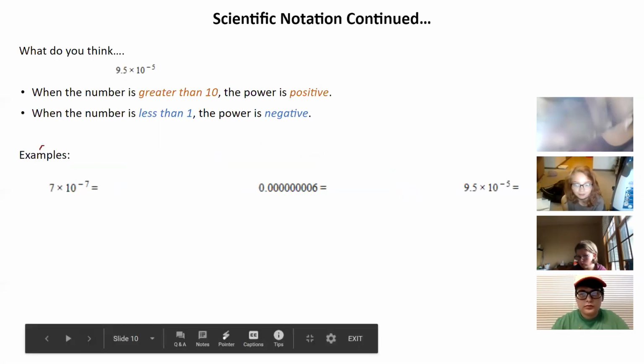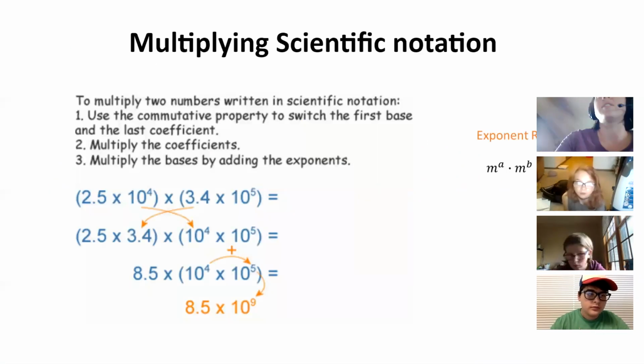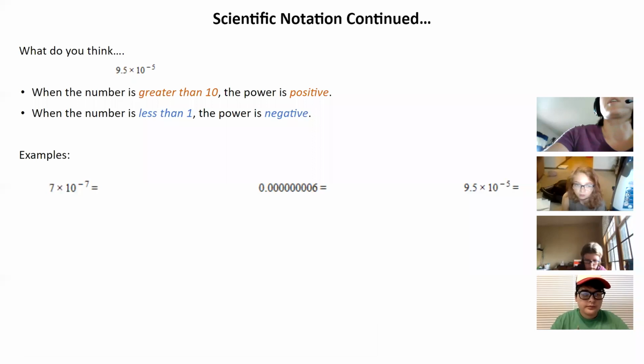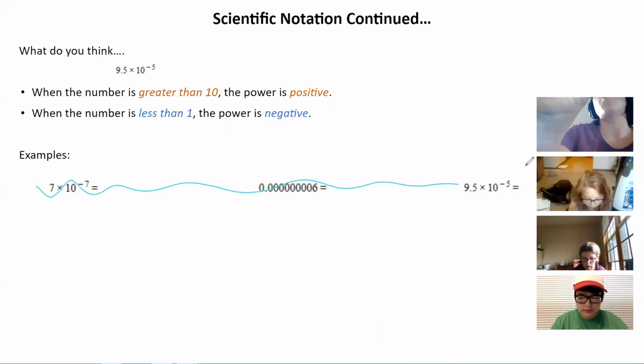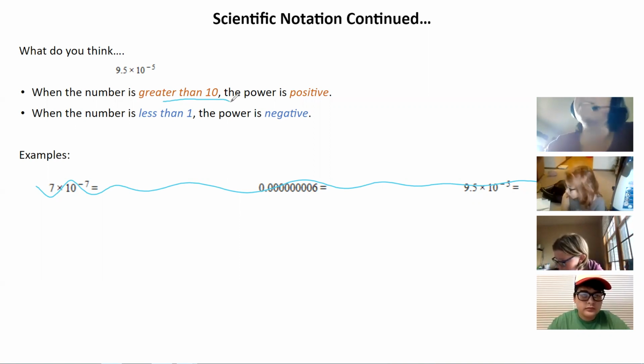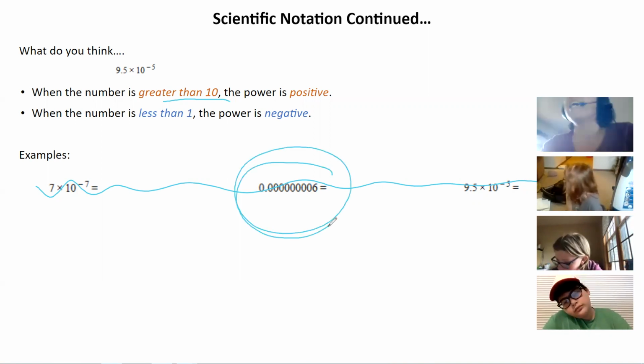All right. Next page. Okay. So just to review, we're not going to do those because we got to do this, but just because we talked about it enough already. But when the number is greater than 10, so if you have a big, big number, your exponent is going to be positive. When you have a small number, so like this number here would have a negative exponent.